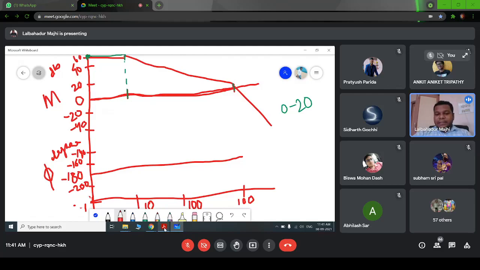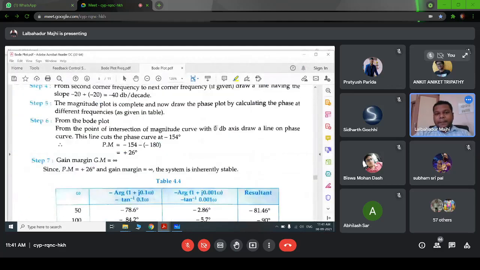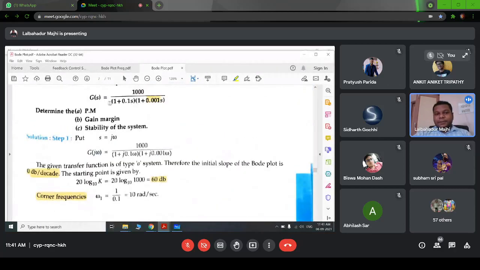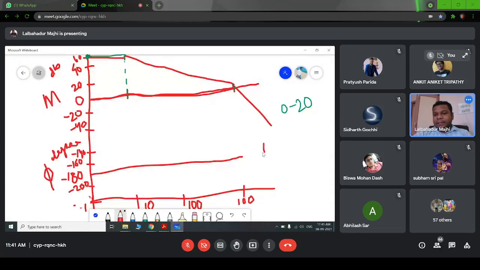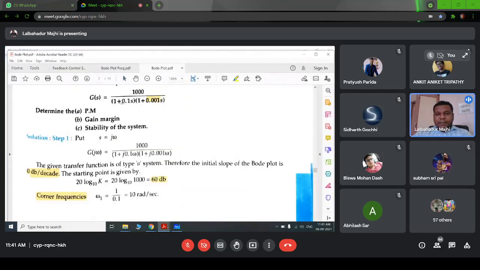In this transfer function we have only poles, right? We have only poles, no zero, not even a pole at the origin. So what will be the equation of this angle? It will be minus tan inverse of this one, right? The imaginary part by the real part.